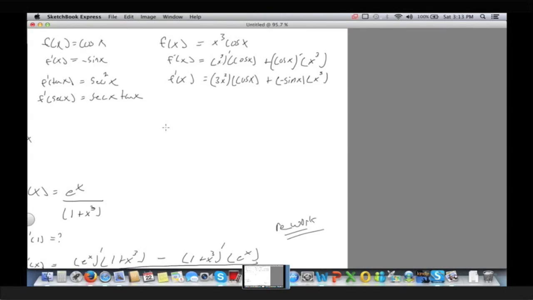Now let's do f of x equals x times secant x, x secant x. And let's figure out f prime of pi over 4.